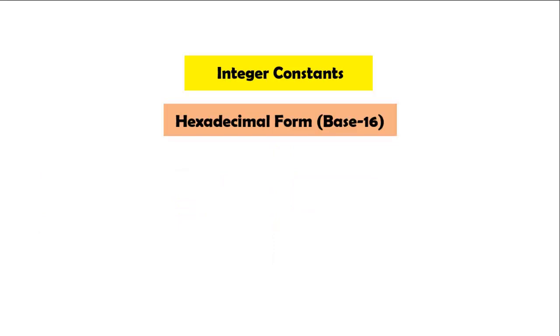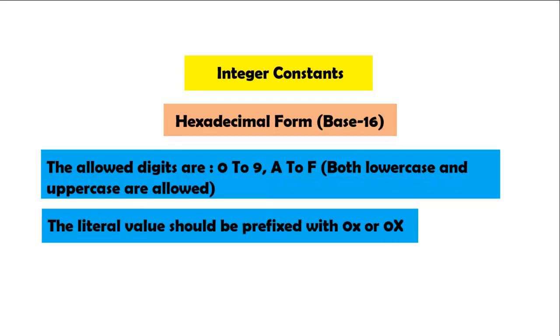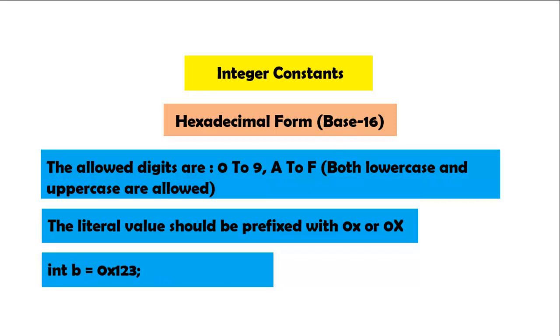Now next, hexadecimal form, which is base 16. The allowed digits are 0 to 9, A to F. Both lowercase and uppercase are allowed, and the literal value should be prefixed with 0x or 0 capital X. That you can see over here. Integer b is equal to 0x123. This is an example of hexadecimal integer, means hexadecimal form of integer constant.